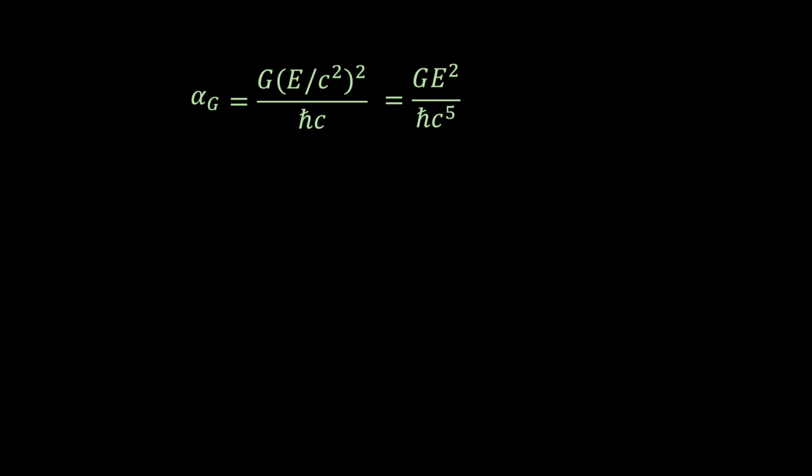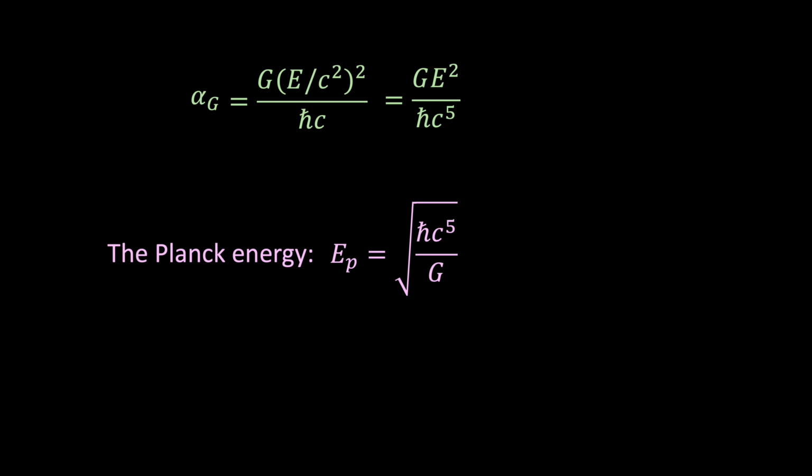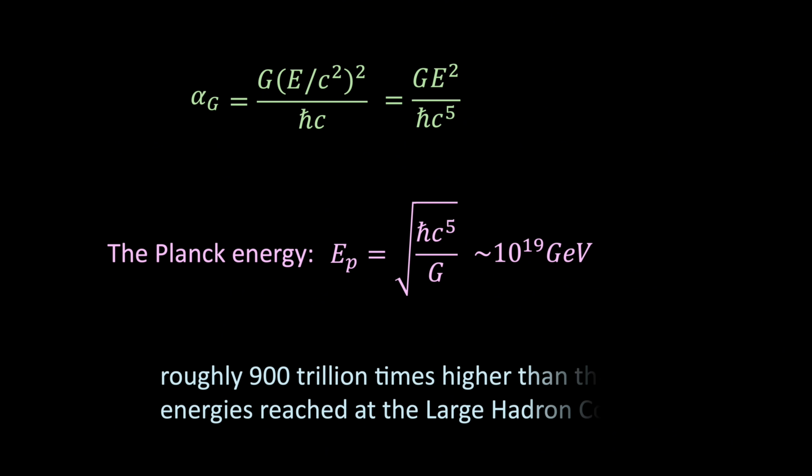Now, here's where things get really interesting. There exists a special combination of constants, h bar, c and G, that defines a fundamental energy scale in nature. It's called the Planck energy, and it's given by the following expression. I encourage you to check that this combination of constants does indeed have units of energy. Now, numerically, this corresponds to an energy of order 10 to the power of 19 gigaelectronvolts, which is breathtakingly large, roughly 900 trillion times higher than the energies reached at the Large Hadron Collider.